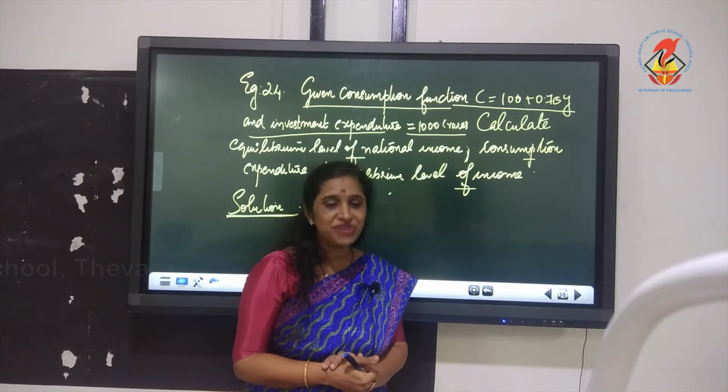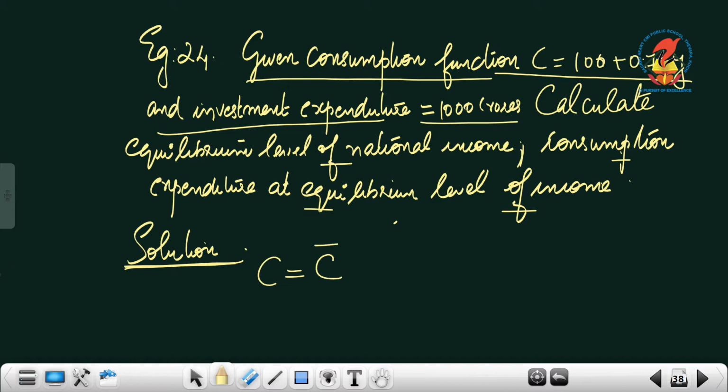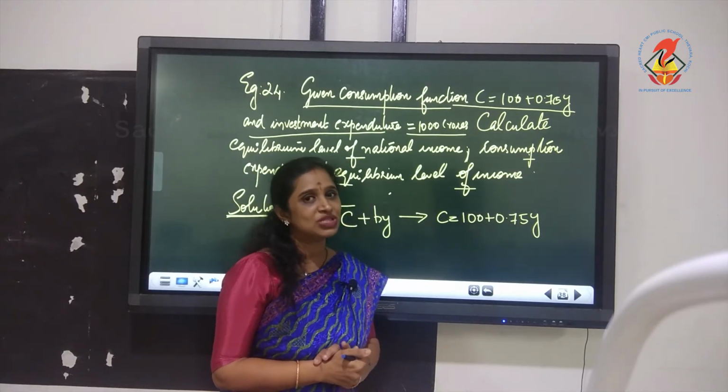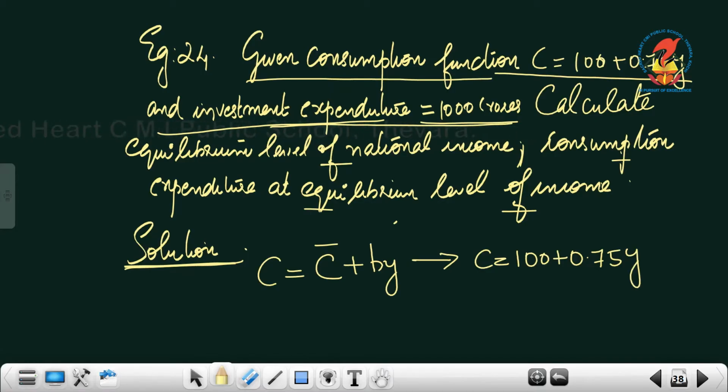Definitely it is a consumption equation. So we can write the consumption equation C is equal to C bar plus by. This is given in the question as C is equal to 100 plus 0.75y. So given the consumption function C is equal to 100 plus 0.75y and investment expenditure is equal to 1000 crores, I is given as 1000 crores.